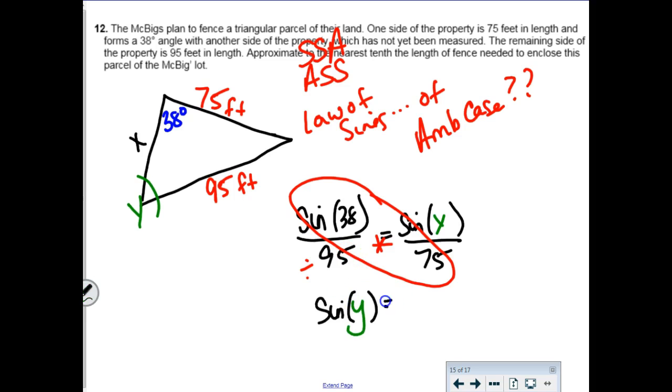equals, can someone just tell me what that decimal is before you do anything else? What's sine 38 times 75 divided by 95? 0.486, thank you.